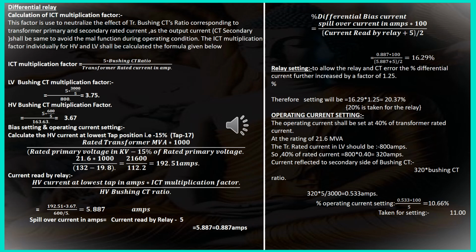I have shown you in an earlier video how to find out the polarity of CT and how to connect it in the differential relay. So you can do it.